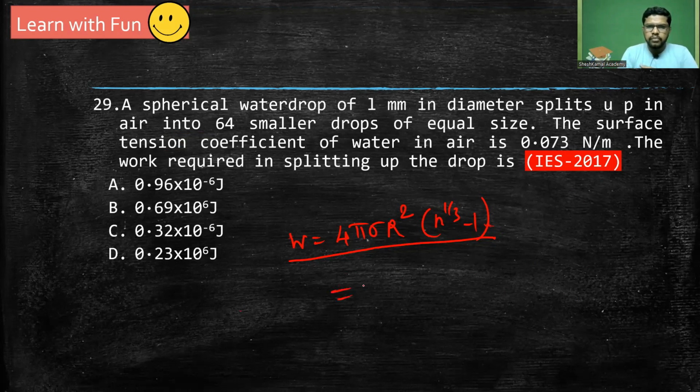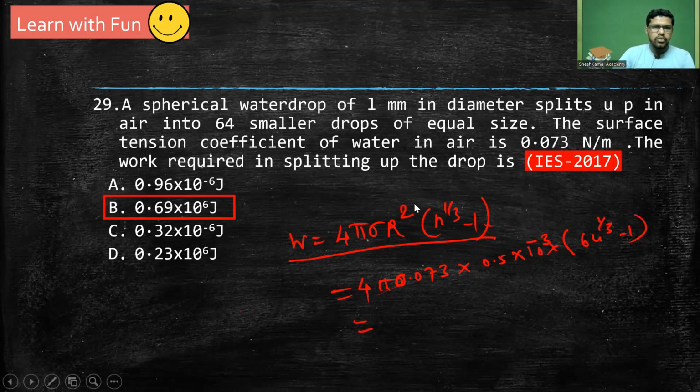So if you put the values in this equation, 4 pi sigma, the value of sigma is 0.073. The value of r is nothing but the radius of the bigger size water droplet. It is 1 mm in diameter, so just find its radius. So it is 0.5, convert it into meter, so into 10 raised to power minus 3. Inside the bracket, n is 64 raised to power 1 by 3, minus 1. Simply calculate this, and the value comes out to be 0.69 into 10 raised to the power minus 6 joule. Option B is the correct answer.